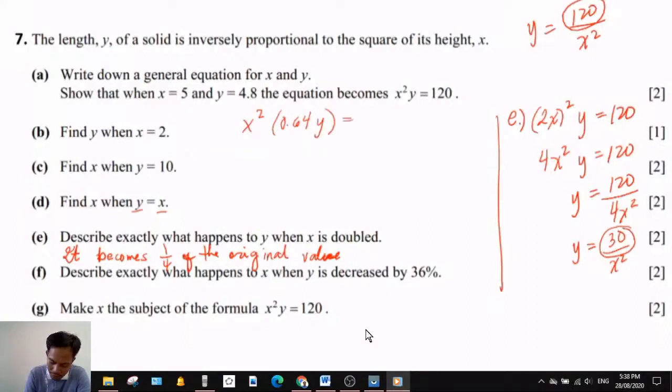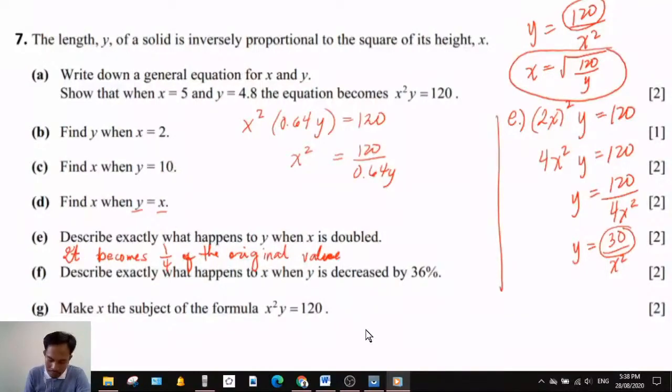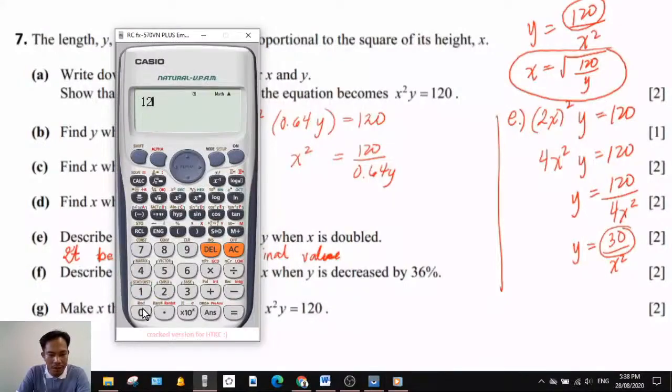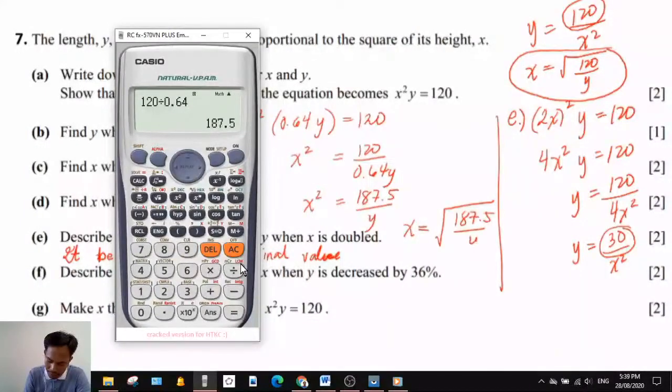Okay, is equal now to 120. Okay, x squared is now equivalent to 120 divided by 0.64 y. Okay, originally the value of x is equivalent to the square root of 120 over y. That's the original value of the x. Okay, let's try to divide 120 divided by 0.64. That will become 187.5. Okay, 187.5 divided by y is equal to x squared. So x will now become the square root of 187.5 divided by y.